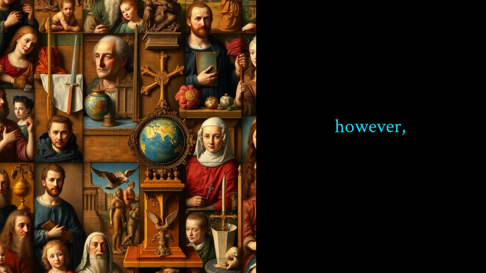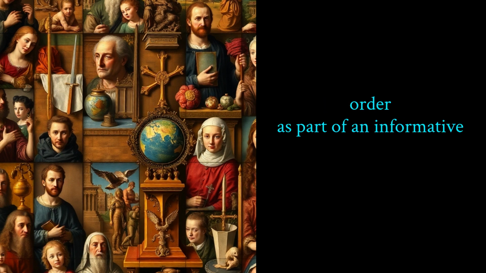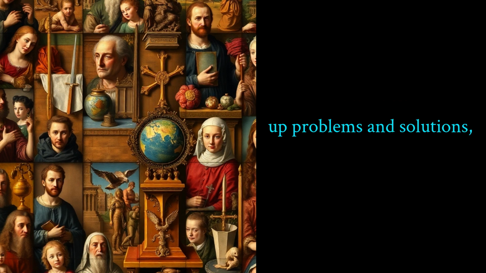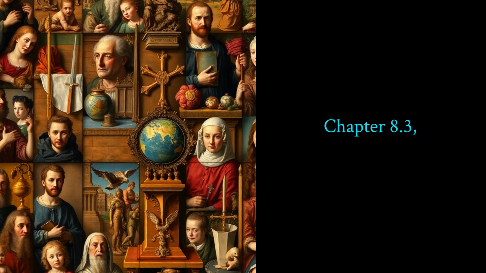Before you do so, however, it is helpful to consider how you will organize the ideas. From presenting historical information in chronological order, as part of an informative speech, to drawing a comparison between two ideas in a persuasive speech, to offering up problems and solutions, there are many ways in which speakers can craft effective speeches. These are referred to as organizational styles, or templates, for organizing the main points of a speech. Chapter 8.3, Organizational Styles. Chronological.